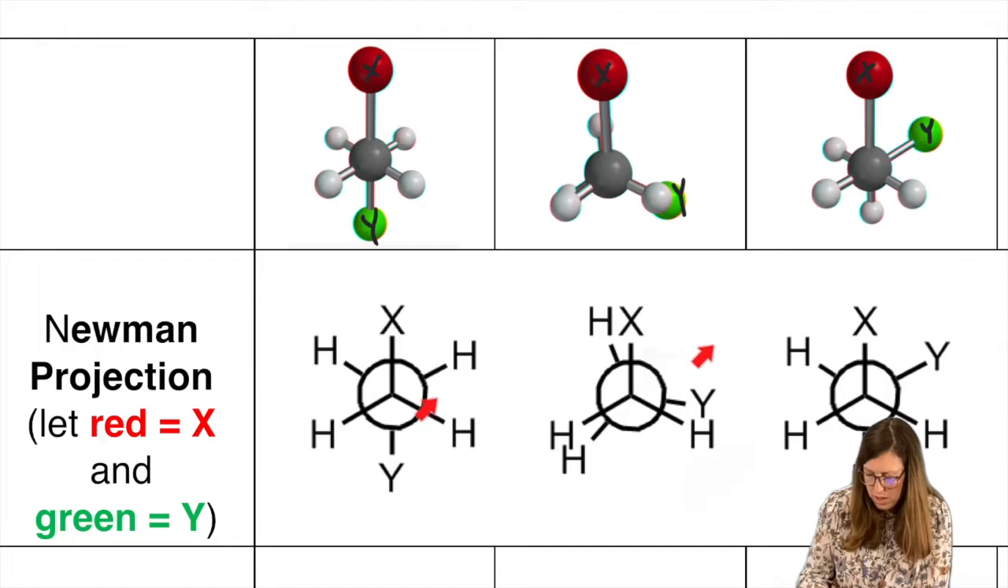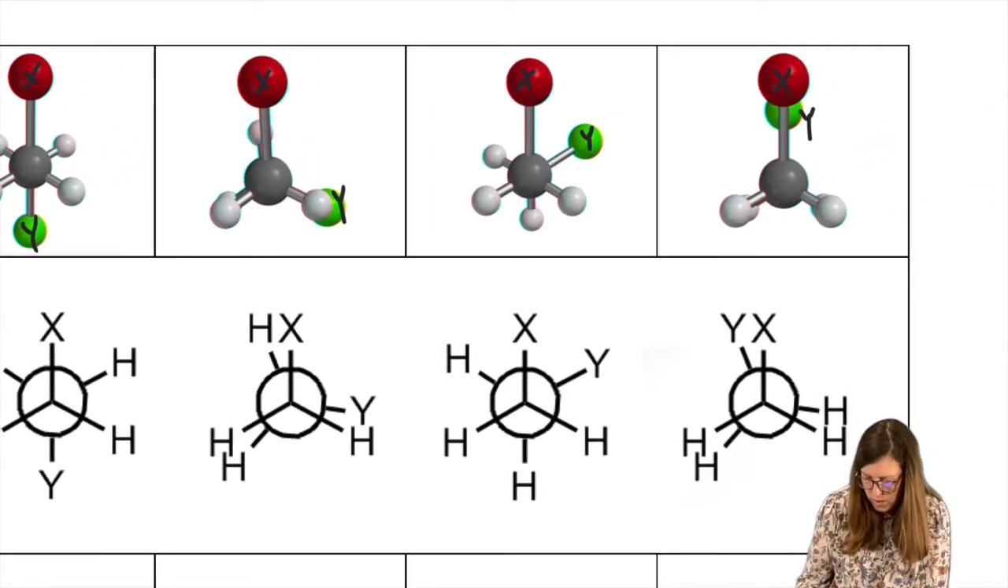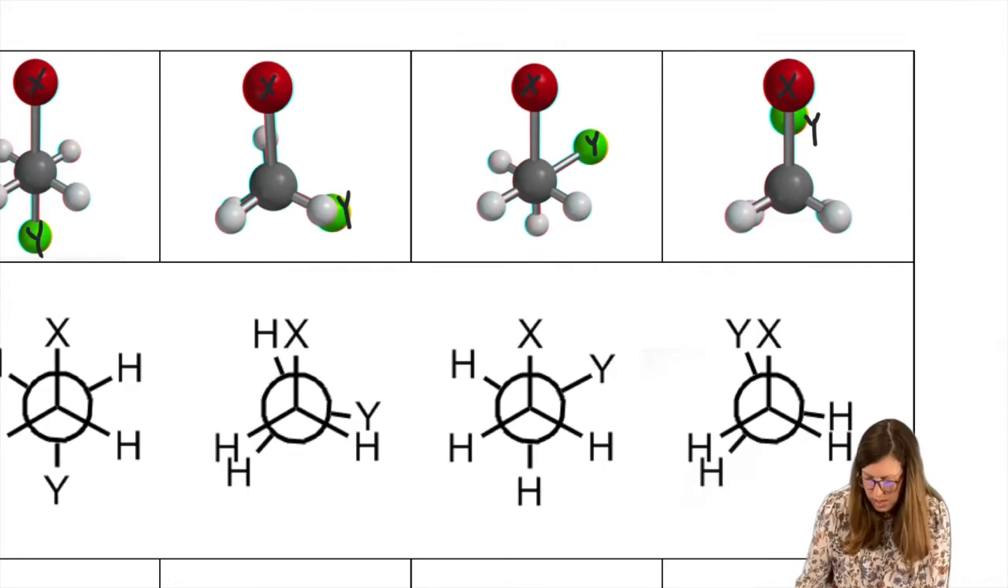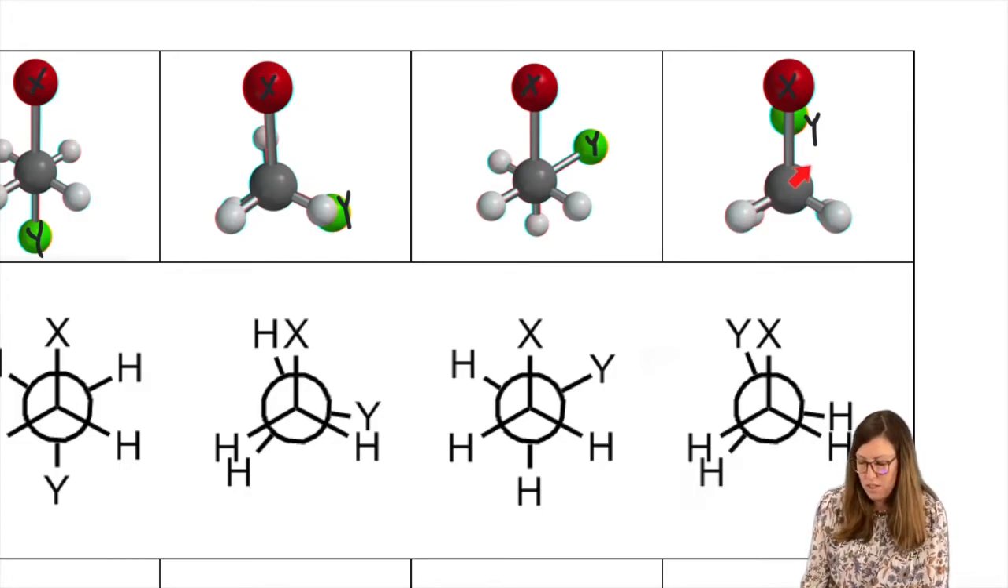So let's staggered. And eclipsed. I said there were 6 ways to do it. What 2 are missing? 2 are missing because they're equivalent. So I only went around one side of the clock, if you will.